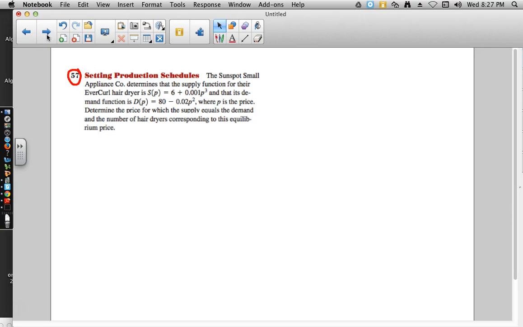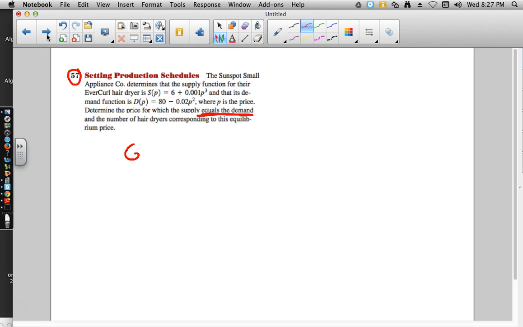And on the next page, we've got a little word problem here that apparently was messing with your heads a little bit. The Sunspot Small Appliance Company determines that the supply function for their Evercurl hairdryer is S of P equals 6 plus 1/1000th P to the third, and the demand function is D of P equals 80 minus 2/100ths P squared, where P is the price. Determine the price for which the supply equals the demand and the number of hairdryers corresponding to this equilibrium price.